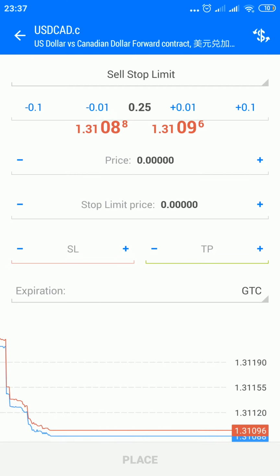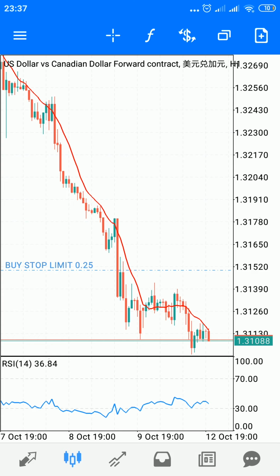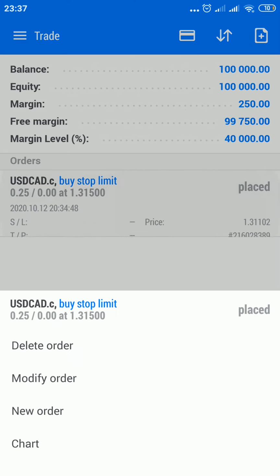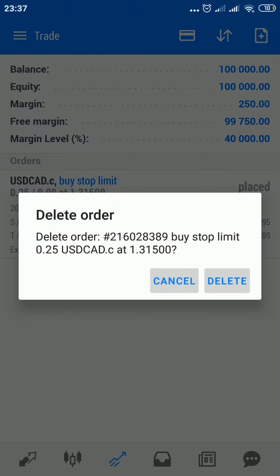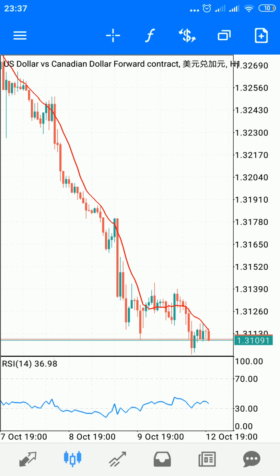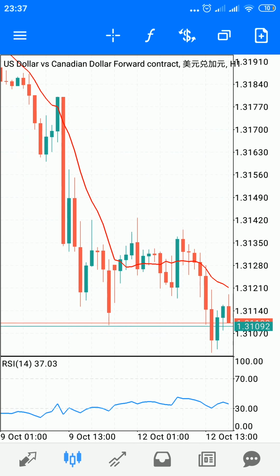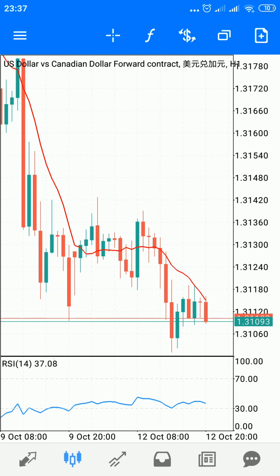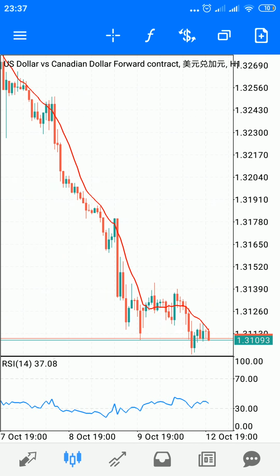So these are the different types of pending orders. Let's come back over here. Let's say we want to delete it. Absolutely yes. And here you have it. So quite simple, quite convenient. Well, depending on what you're used to. I personally can't find myself that used to the mobile version still, but hey, it's just a matter of habit for the most part.